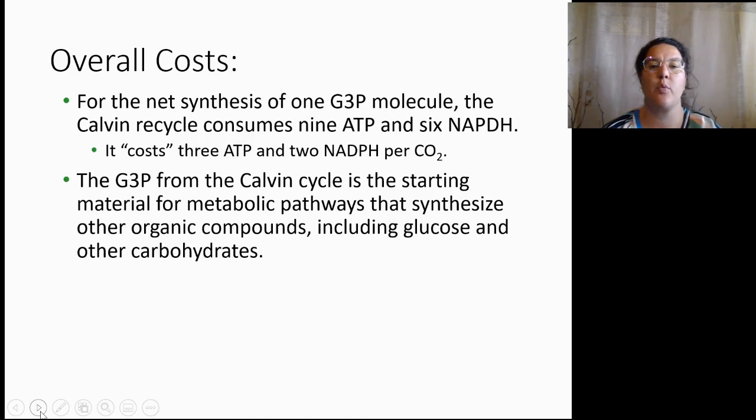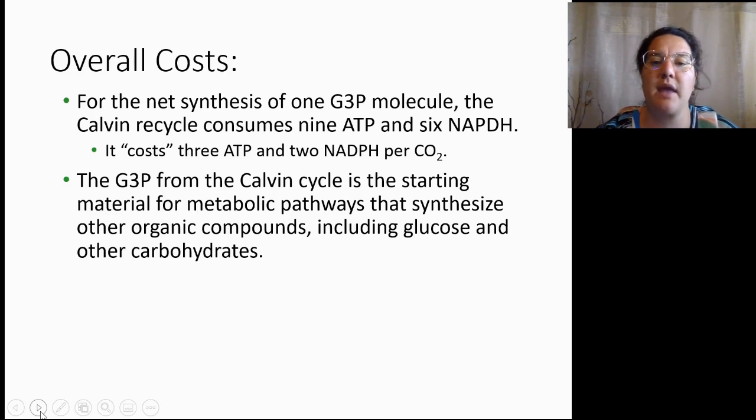For the net synthesis of 1 G3P molecule, which again would be half a glucose molecule, the Calvin cycle consumes 9 ATP and 6 NADPH. So it costs 3 ATP and 2 NADPH per carbon dioxide. And again, there's 3 carbon dioxide per G3P molecule.